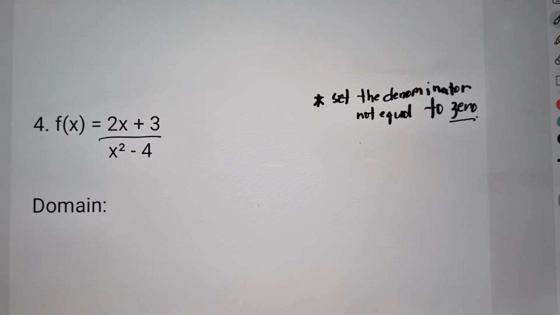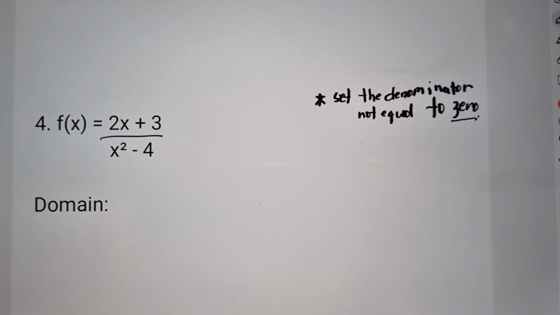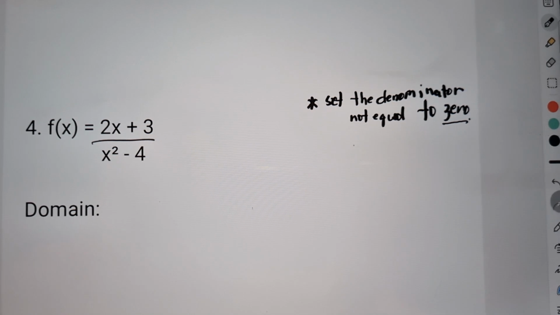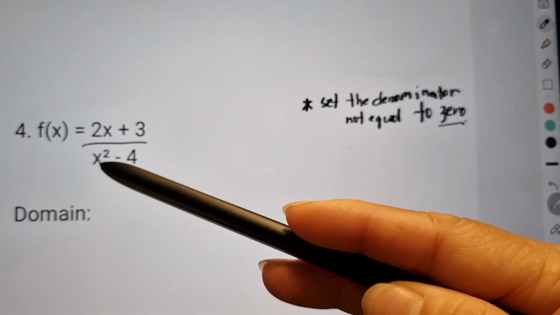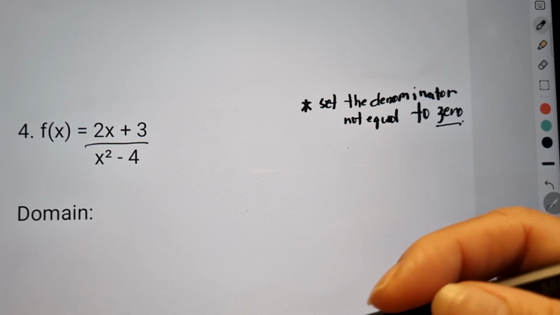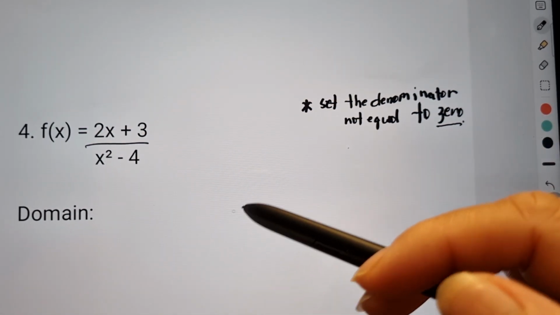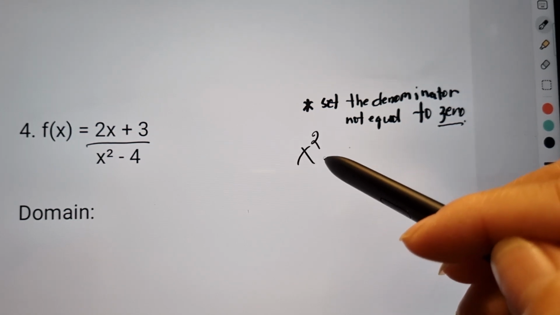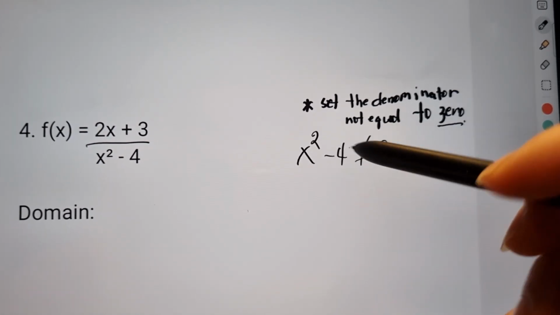Okay, next. Okay, look at number 4. We have f of x is equal to 2x plus 3 divided by x squared minus 4. Okay, so here, again, tingnan natin, naka-fraction uli siya. So, dapat dito sa fraction, again, hindi pwedeng magiging 0 ang denominator natin. So, ano ba ang pwedeng maging value ng x natin dito na kung saan pag in-square natin ay 4? Kasi 4 minus 4, that is 0. Ibig sabihin yun ay hindi pwede. So, again, set the denominator not equal to 0. X squared minus 4 is not equal to 0.